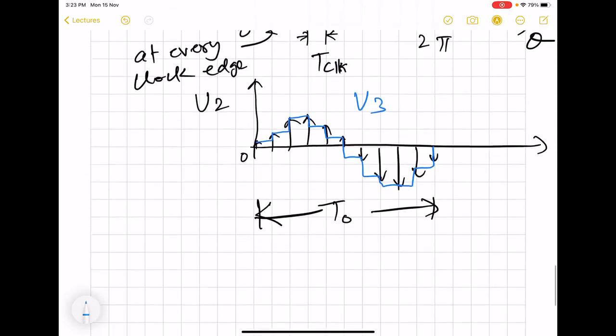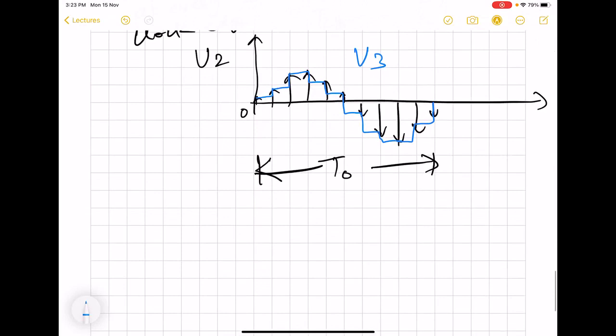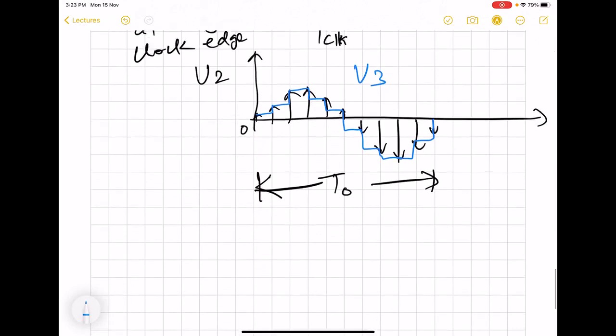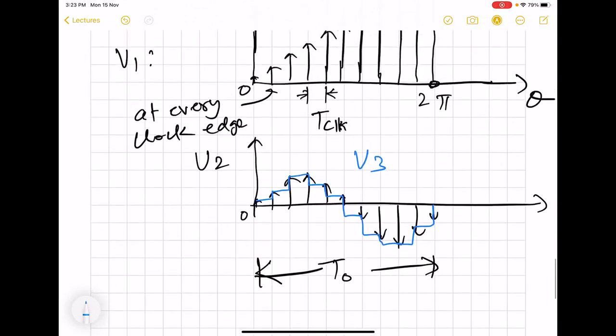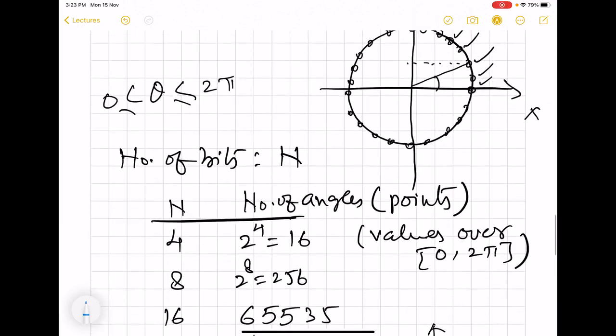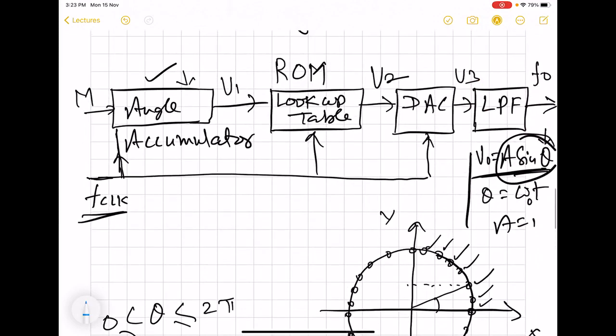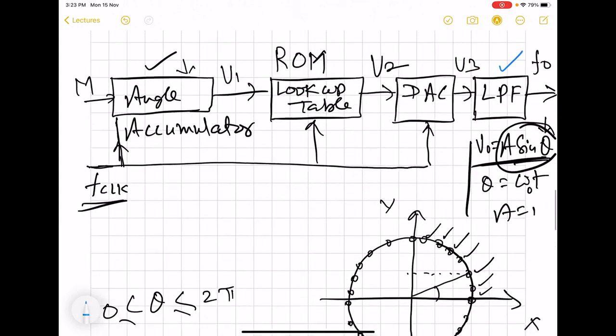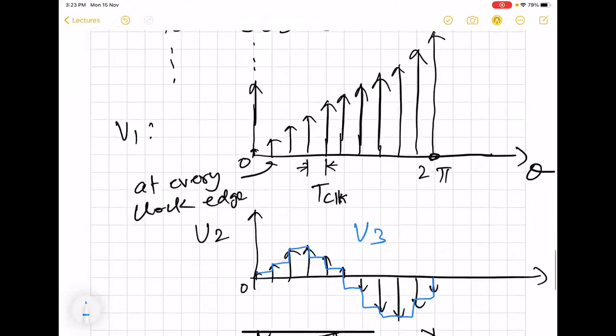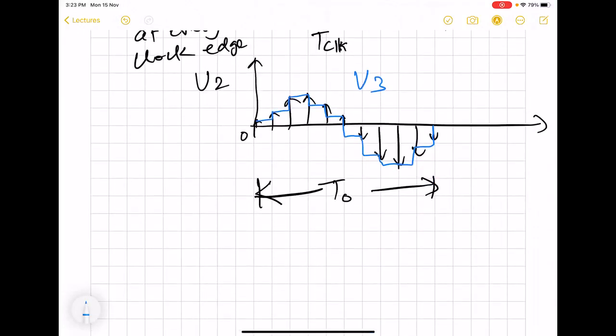So we have this kind of output, and you can see that this is not going to be a very smooth sinusoid. So it has steps. That means high frequency components are present here. So one needs to filter out those high frequency components. So that is why we have this loop filter. So once this signal is fed to the loop filter, the final output is going to be a smooth sinusoid.